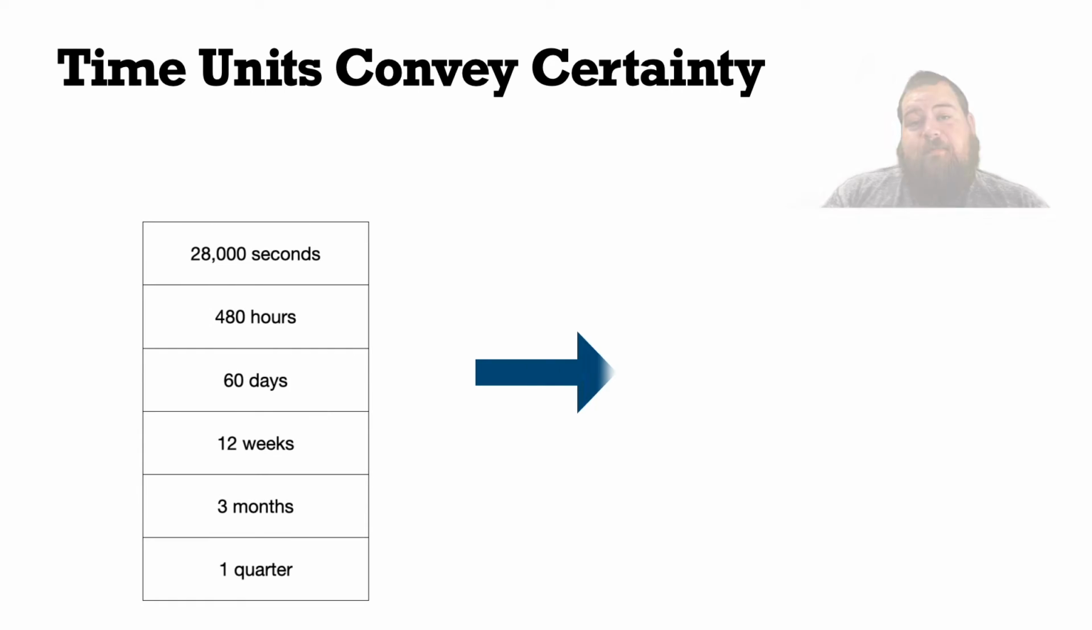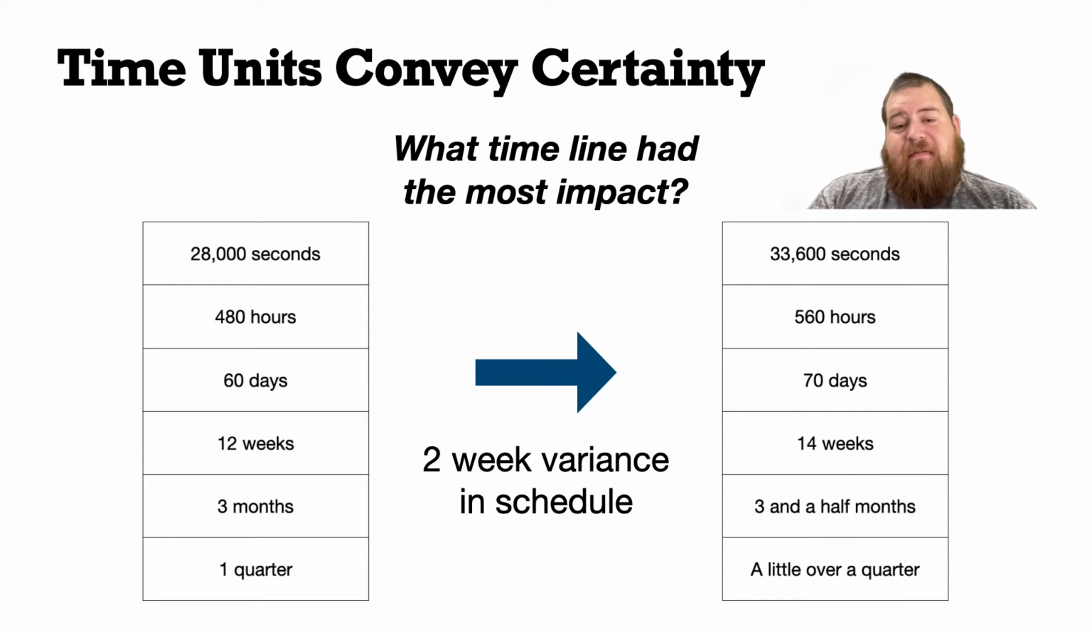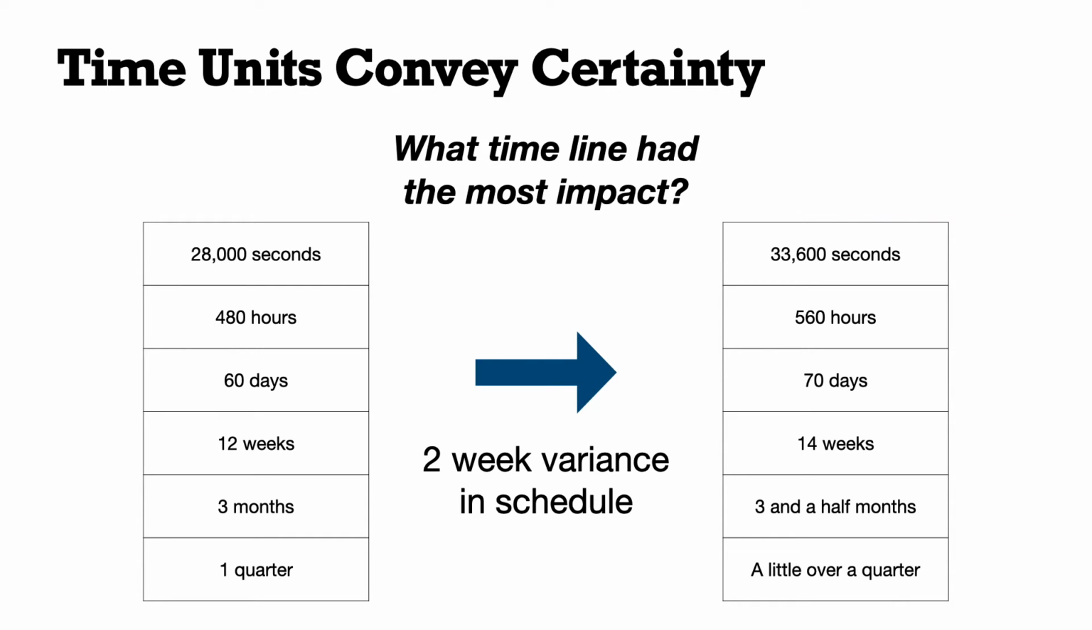Now, let's consider what would happen if there was a 2-week variance or change in the schedule. What timeline seems to have the most impact? They all have the same relative change in time, but the one towards the bottom with about 3.5 months or a little over a quarter just feels like less of an impact.